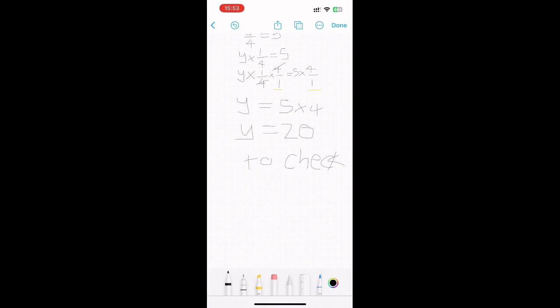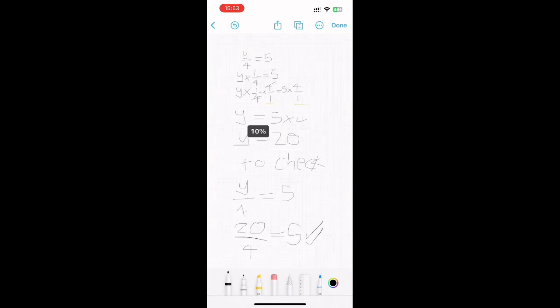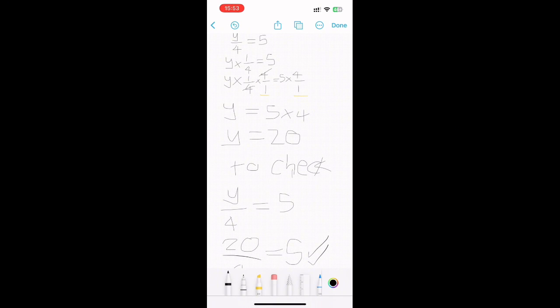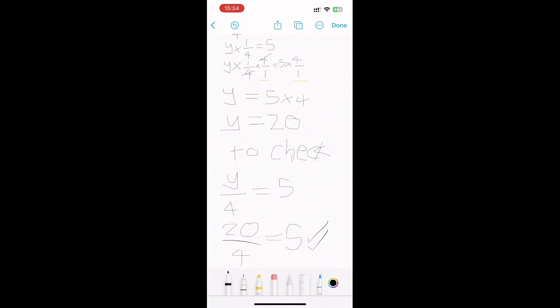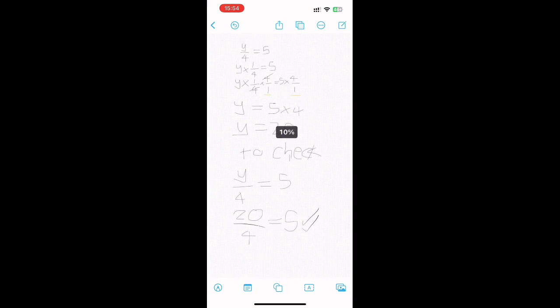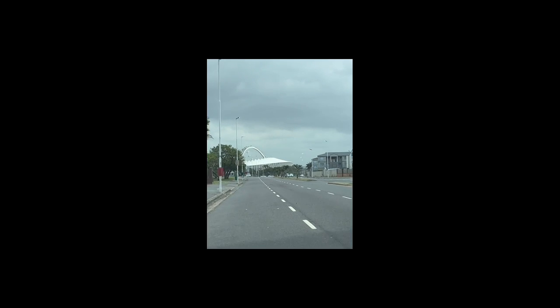And to check if our value of y is correct, what you need to do is go back to your initial equation and substitute the number that you got for y. So it'll be 20 over 4. And then if you punch that in your calculator, or if you do your manual calculations, you will find that it's 5. And that means you did your calculations correctly and you got your answer correct. So here, that's how you solve for x on a fraction. Okay, I will see you on the next one when I explain the other type of solve for x.